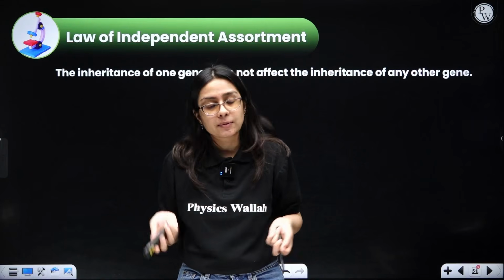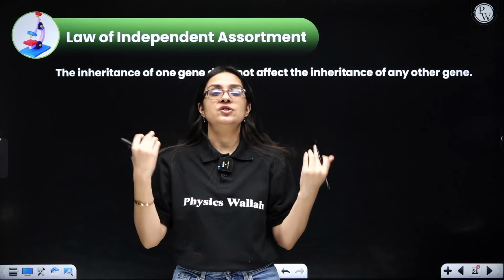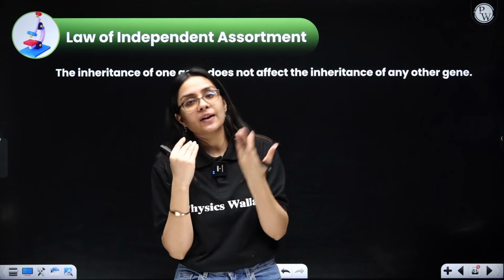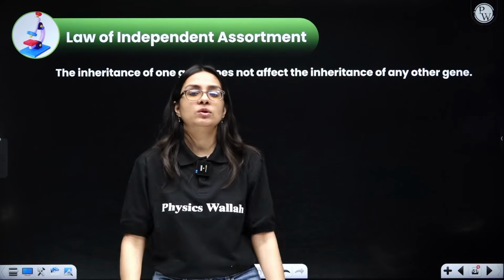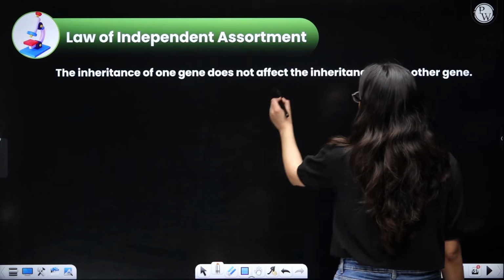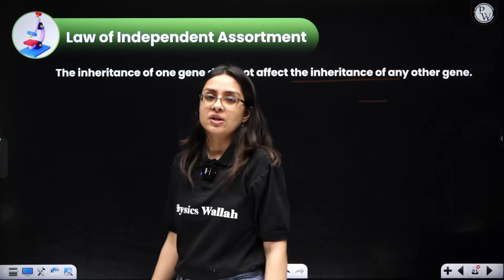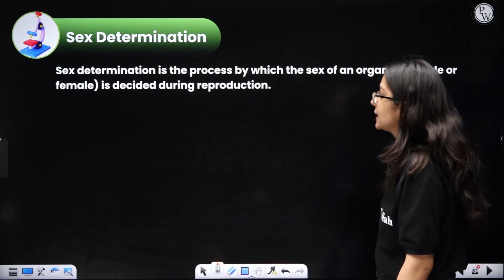Likewise, this is why you are able to see that you have certain characters from mother and father. Because if their genes were sticking together, how would you get eyes from the mother and height from the father? So they are segregated, they are separated, they are independently moving to the next generation, and no two genes are linked. The inheritance of one gene does not affect the inheritance of any other gene. They are moving to the next generation independent of each other. That is the law of independent assortment.